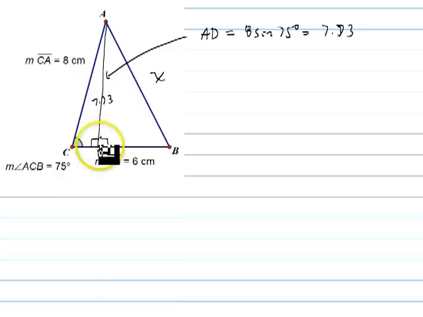Now we need to know how big BD is. The way we're going to get BD is by first figuring out how big CD is. Well, CD is the adjacent side to angle 75, and if you look at the example from before where we just had the right triangle, this was the same numbers. CD ended up becoming 8 cosine 75, which is 3.93.